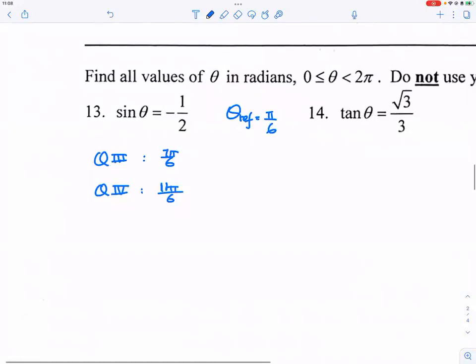Now, it's in radians, so I don't really care about the degrees. But it will be 210 and 330 if it's in degrees. Okay?